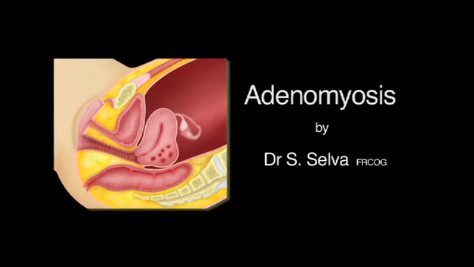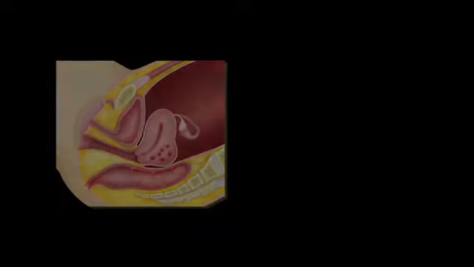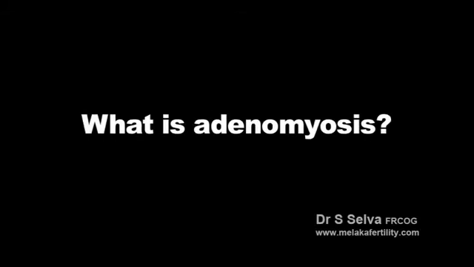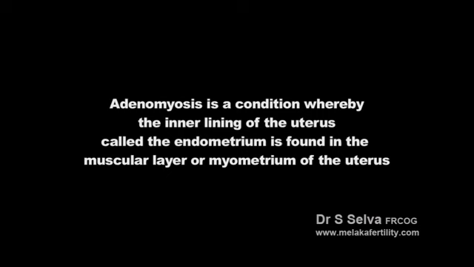Adenomyosis. What is adenomyosis? Adenomyosis is a condition whereby the inner lining of the uterus, called the endometrium, is found in the muscular layer or myometrium of the uterus.